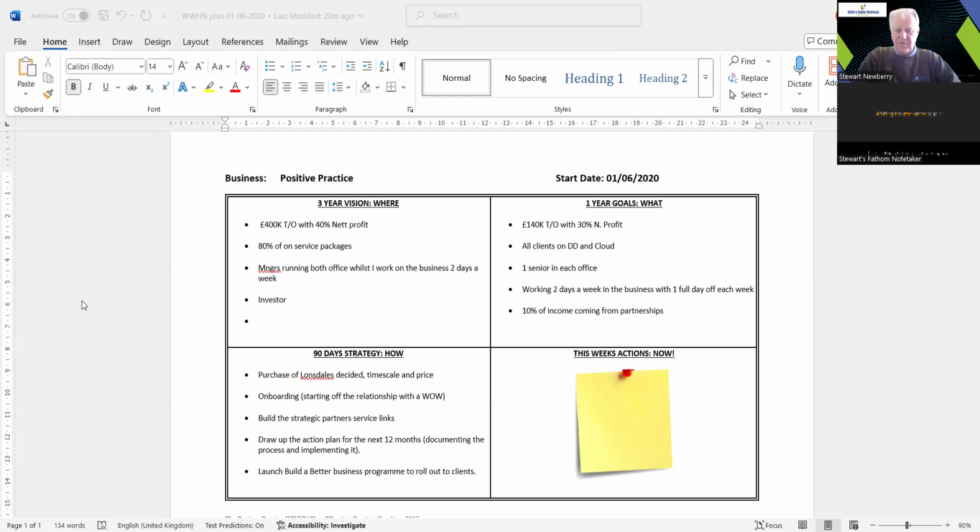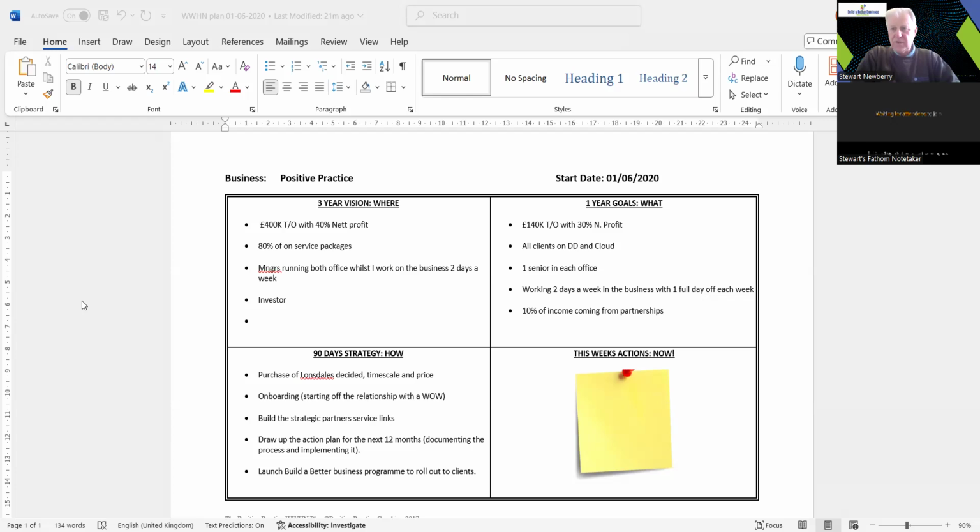Draw up an action plan for the next 12 months. Document and implement it. So even within this plan, I'm already planning. Launch a better business program, roll it out to clients. So this is me doing an action that will generate that 140k turnover. So these are the actions that you need to think about taking in the next 90 days to enable you to achieve your plan.